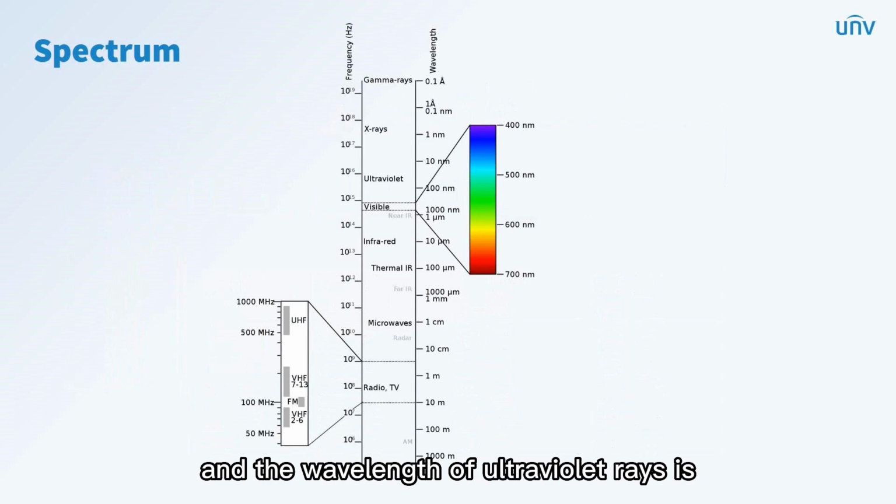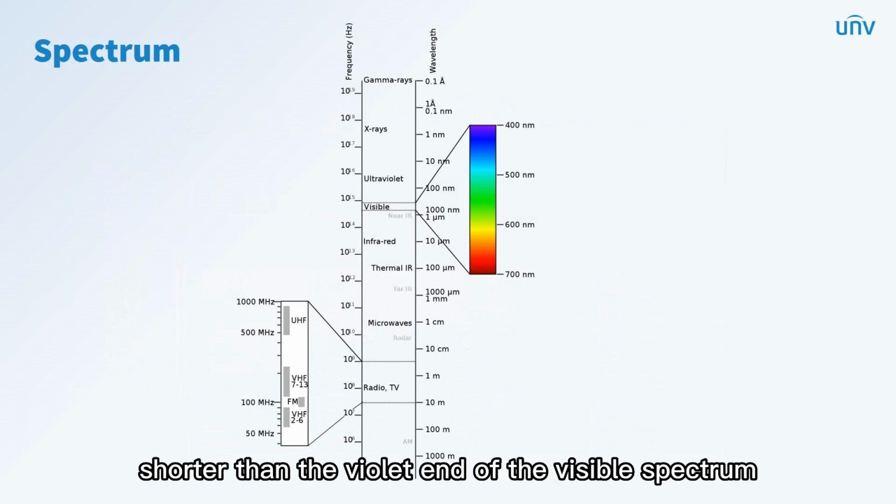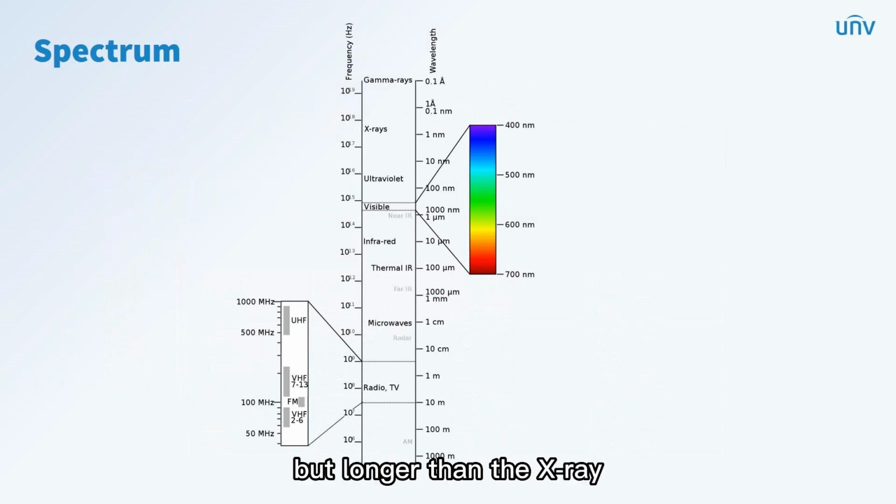And the wavelength of ultraviolet rays is shorter than the violet end of the visible spectrum but longer than the X-ray.